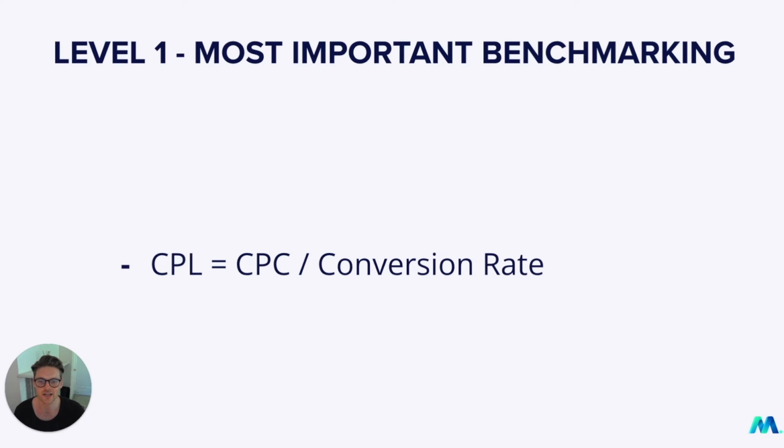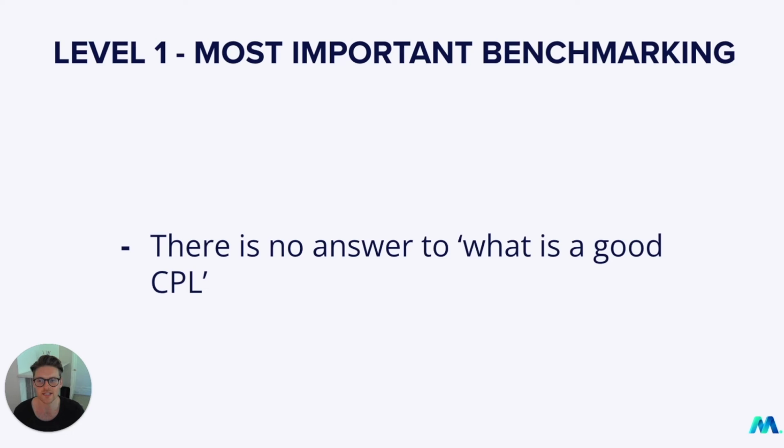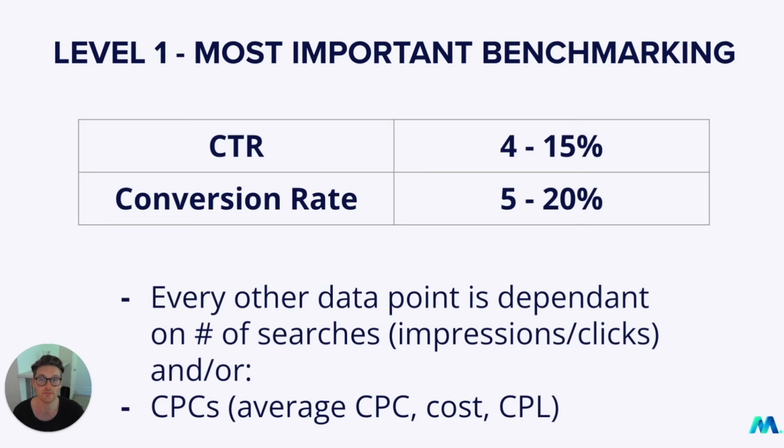So once again, CPC divided by conversion rate will give you an approximate cost per lead. Even when I said there is no answer to what a good CPL is, there's an answer to what a reasonable CPL is. If you've got an industry benchmark on a cost per click, go to the keyword planner. Whatever the cost per click is, I'd add about 30% to it, and then I'll use a conversion rate of 5%.